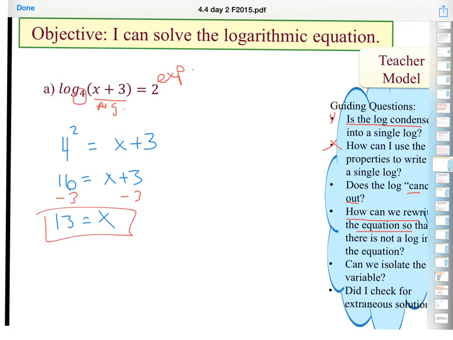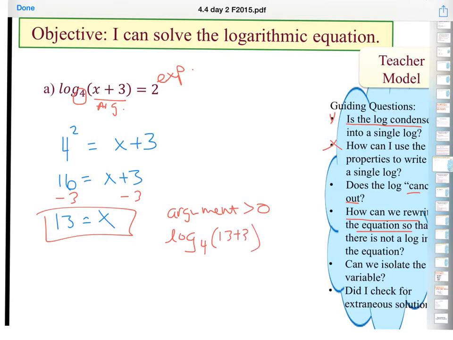We do want to make sure to check this. Remember that the argument of a log needs to be greater than 0. So we're not supposed to take the log of 0 or of a negative value. We want to check the answer we got and make sure that when we plug 13 in for x, we don't end up making our argument a number that's negative or 0, and of course that's not the case here.